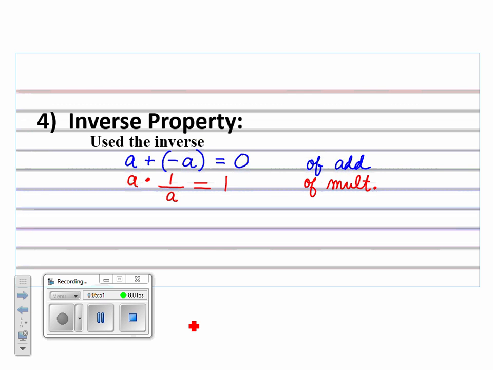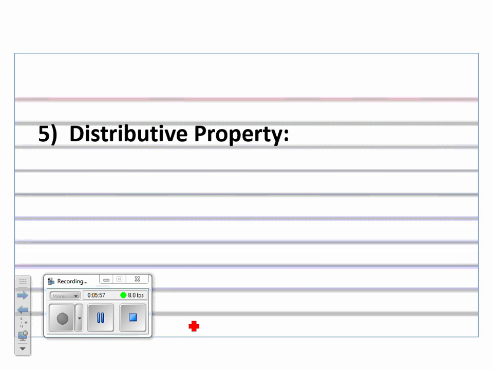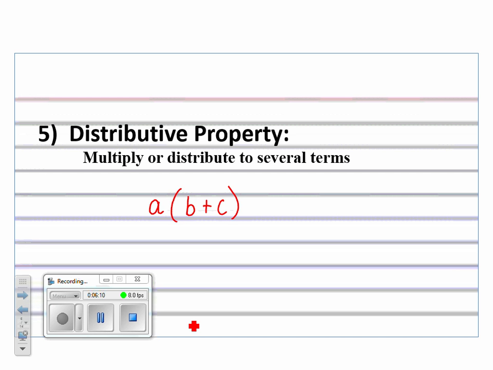All right. The last property is the distributive property. It says we multiply or distribute to all terms, to several terms. So if we have a times b plus c, notice this has multiplication and addition in there. The addition is within the parentheses. That can also be a subtraction, but it could not be a multiplication. So that either has to be addition or subtraction for this to work.